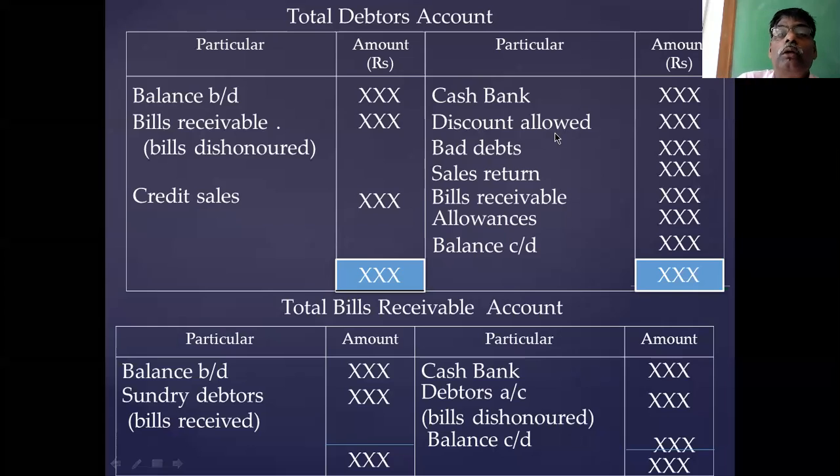Okay. Then one more thing you remember. The opening balance goes to the opening balance sheet. Remember this. Closing balance goes to the closing balance sheet. Opening balance goes to the opening statement of affairs. Closing balance goes to the closing balance sheet. Remember this point. These are the important points you remember. And whatever cash is here, cash goes to the cash account.